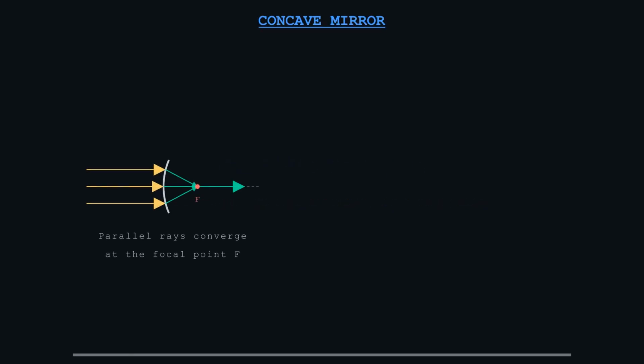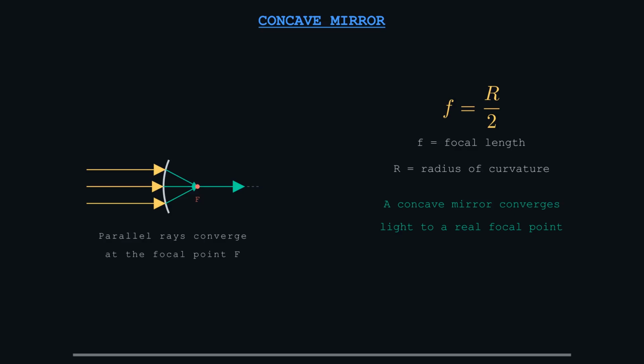A concave mirror curves inward, like the inside of a bowl. Parallel rays striking it are all reflected through a single point, the focal point F, located at half the radius of curvature. This is why concave mirrors are used to focus light or to magnify a close-up image.